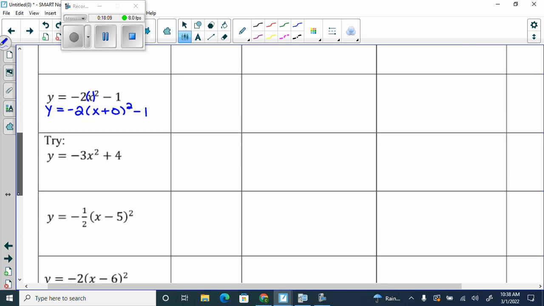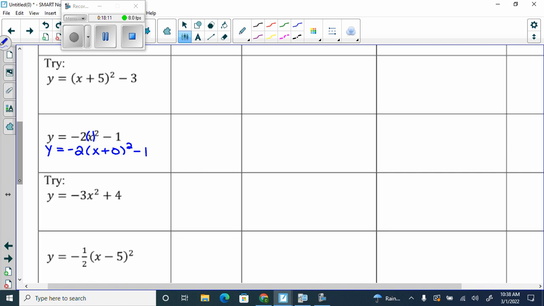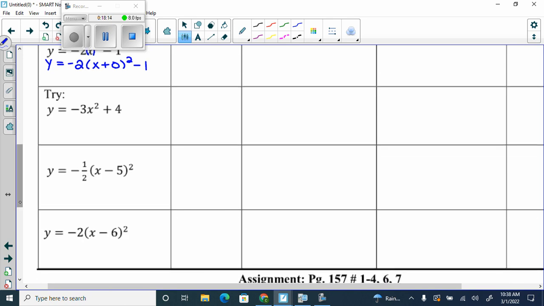What about this one where I don't have anything at the back? What can I add that's not going to change this? +0. So my vertex for this one would be at 5, 0. So if the x doesn't have anything with it, put a +0. If the back doesn't have a q, put a +0. Okay? So try these. This one I would rewrite as -3x plus 0 squared plus 4, because there's nothing with the x. Try these out.